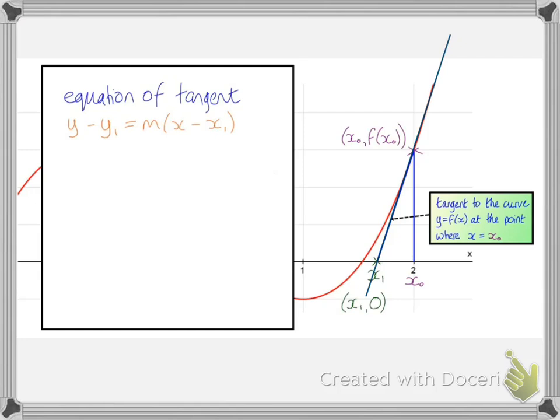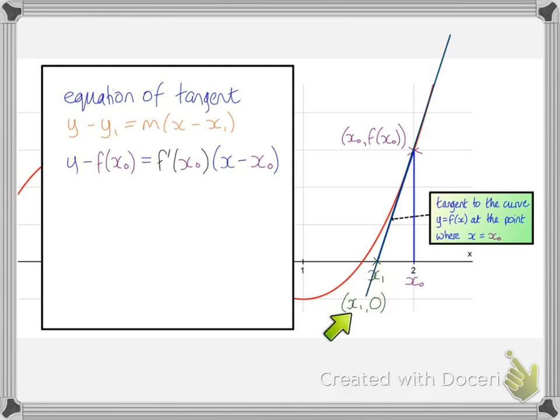The gradient of the line is just going to be f dash of x evaluated at x0. So I've got y minus the y coordinate, f of x0, equals the gradient, f dash of x0, multiplied by x minus x0. There's another point that I know that's on this tangent though. I know this point here, x1, 0. x1 is the place where the tangent cuts the x-axis, and in fact this is going to be our next approximation to the root. So x1 is a value that's a closer approximation to the root than x0.